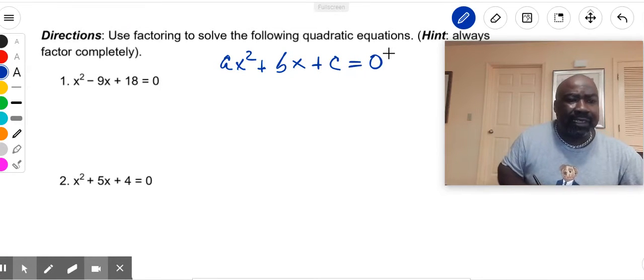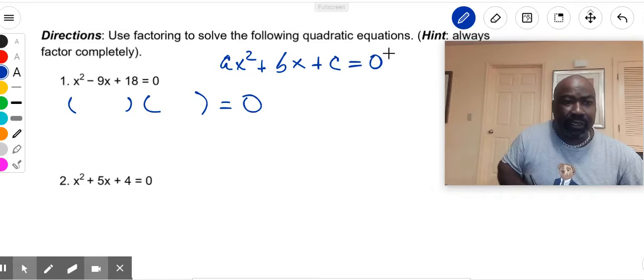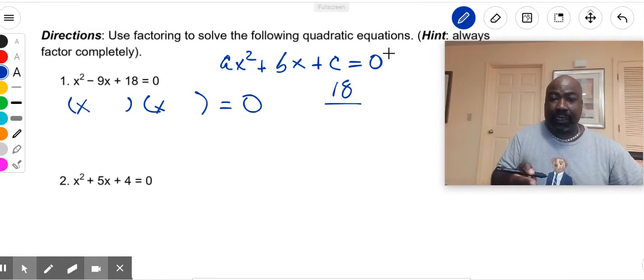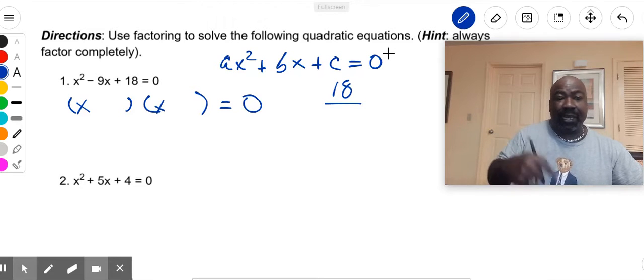What you're going to do next is put this in factored form. So this is how you put this in factored form right here. You have x, and then what I take a look at is the c term. We have 18 right here. I have to find two numbers that multiply to get 18, and when I add them together or subtract them, they get me the middle term right here.